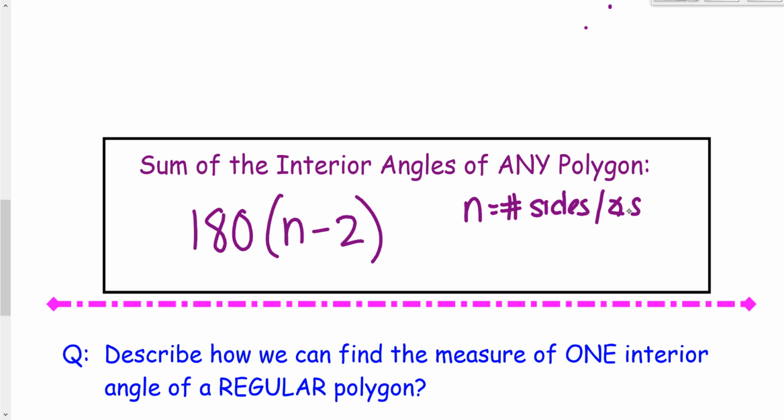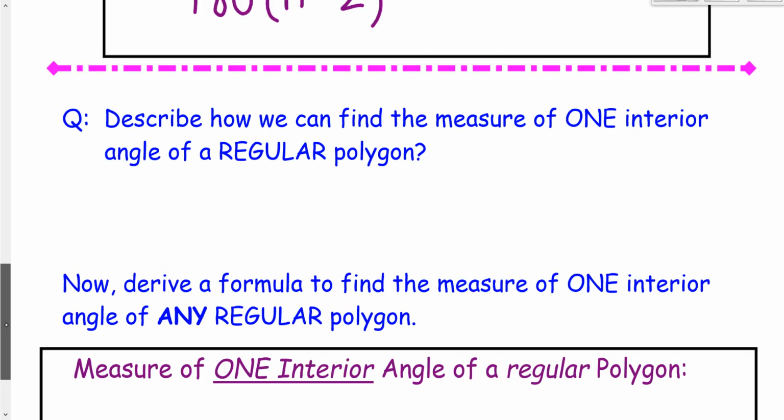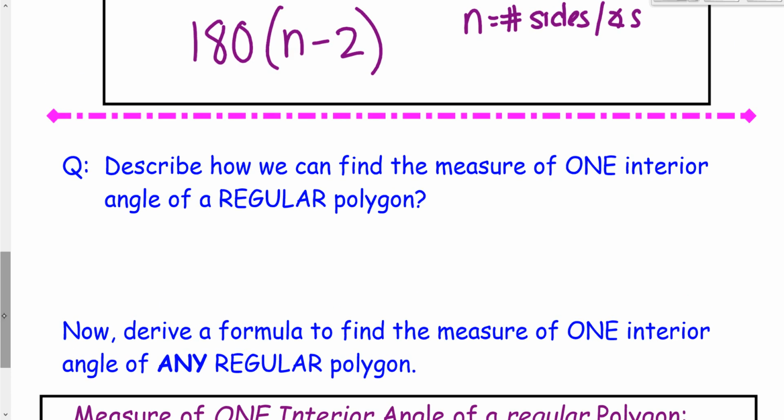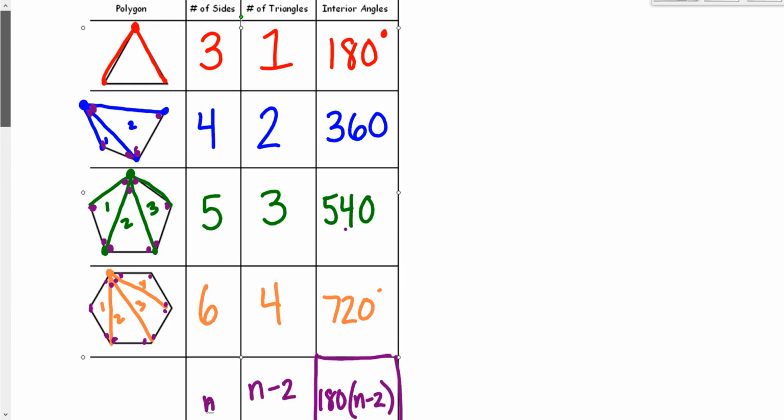So the question says, describe how we can find the measure of one of those angles if it's a regular polygon. Well, if I want to take the total and find the measure of one of them if they're all equal, what would I have done to find the measure of a triangle's angle if they were all equal? Well, I would have divided by 3, and then I would have gotten 60 each.